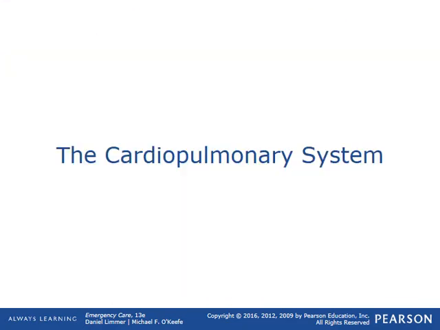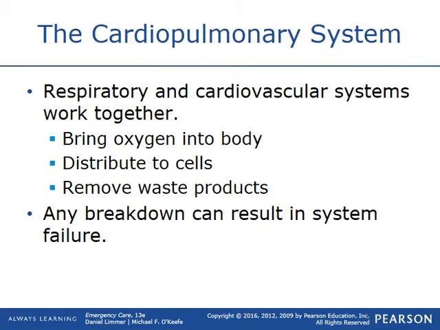The cardiopulmonary system. As we talked about in previous chapters, the respiratory and the cardiovascular systems work well together. They bring oxygen into the body, they distribute this to the cells, and they remove waste products. Any breakdown can result in system failure. An old adage in EMS is, air goes in and out, blood goes round and round. Any variation of that is bad. While it is a little bit humorous, that is very true.